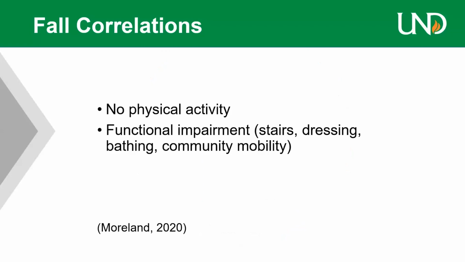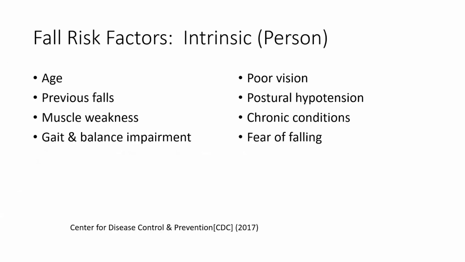So there are other fall correlations. Anyone with no physical activity or functional impairments, especially for stairs, dressing, and bathing, and community mobility. The CDC puts fall risk factors into 2 categories: intrinsic, within the person, and extrinsic, which is in their environment. So of course, age, which we see with Virginia, 85 is a risk factor. Previous falls, we saw that in Virginia, she had previous falls. Muscle weakness, we've seen that because it's hard to keep the muscle strength when a person has sore joints. Gait and balance impairment, that's intermittent, yes.